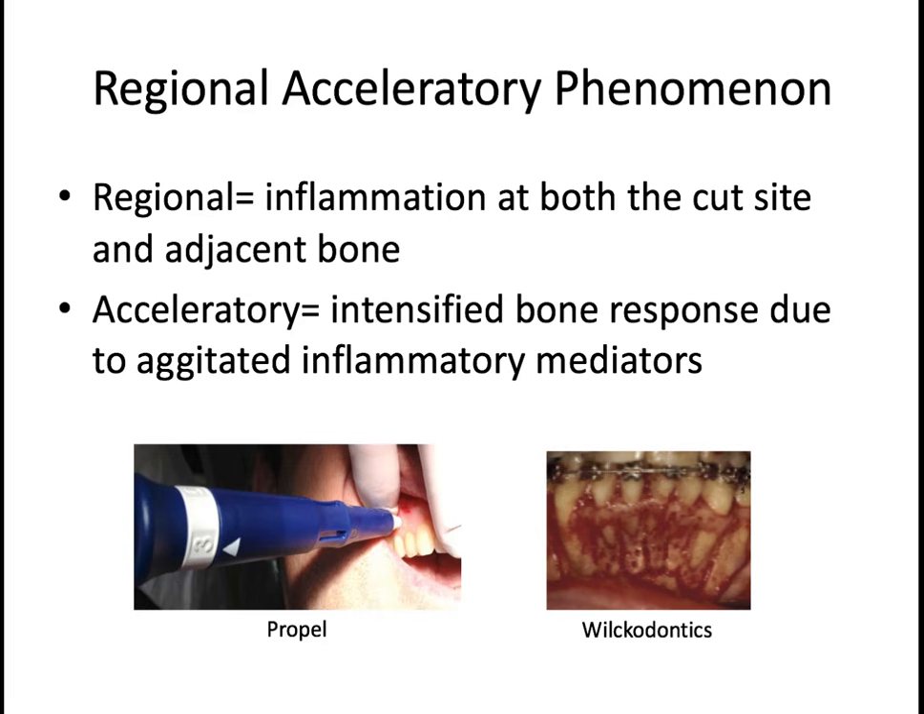So we've talked about the natural response, the biology that's going on in the periodontal ligament in response to certain pressures that we can apply. Now we can also get a little bit fancy and mess with the inflammatory response in order to get faster tooth movement. This is known as regional acceleratory phenomenon. So the name kind of talks about what it's all about. Regional is referring to inflammation at both the cut site and the adjacent bone.